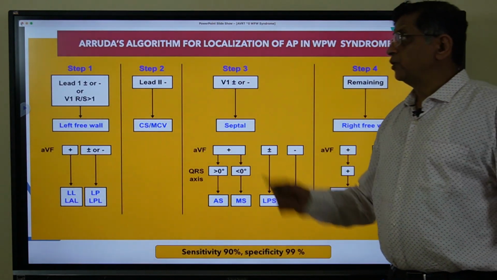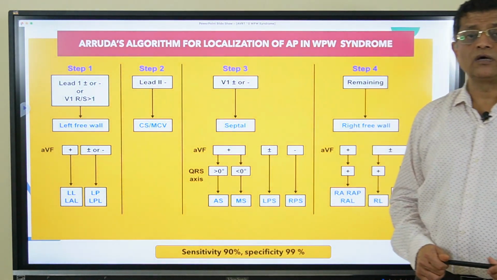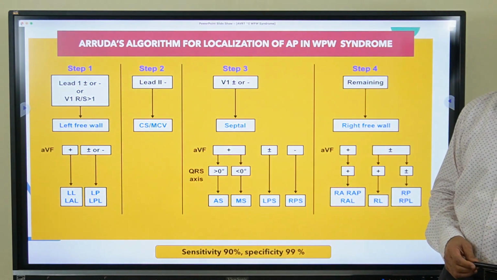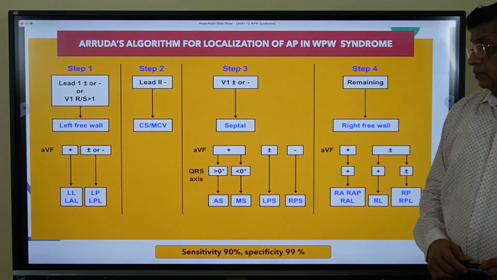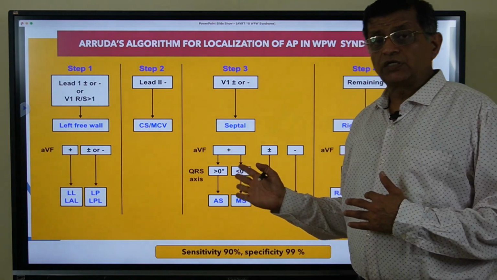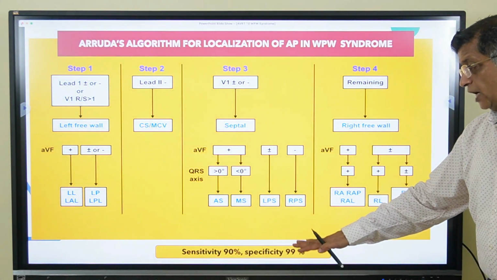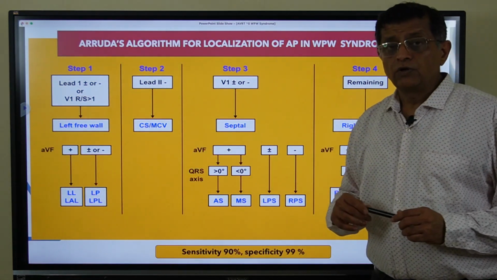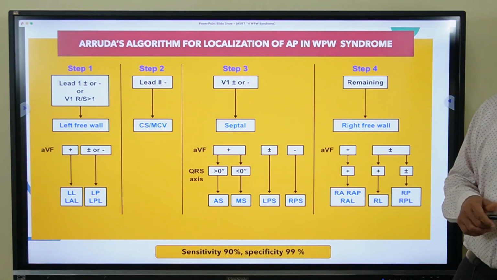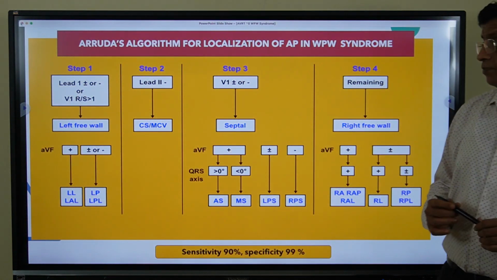So this is Arruda's algorithm for detection of different accessory pathways in WPW on ECG. The detailed analysis of this is beyond the scope of this lecture, but this has a sensitivity of 90% and specificity of 99%. So if you use this algorithm, you would most likely be able to get an idea about where the accessory pathway could be.